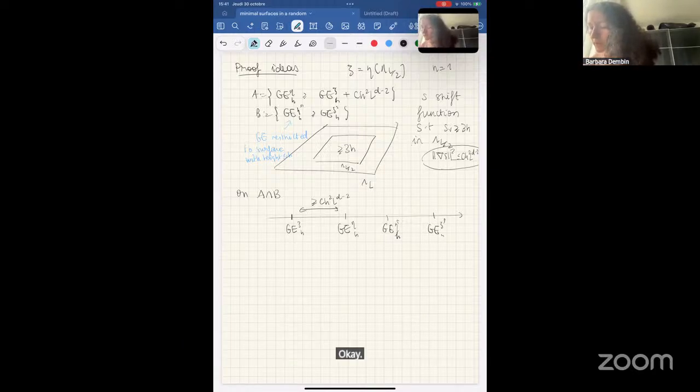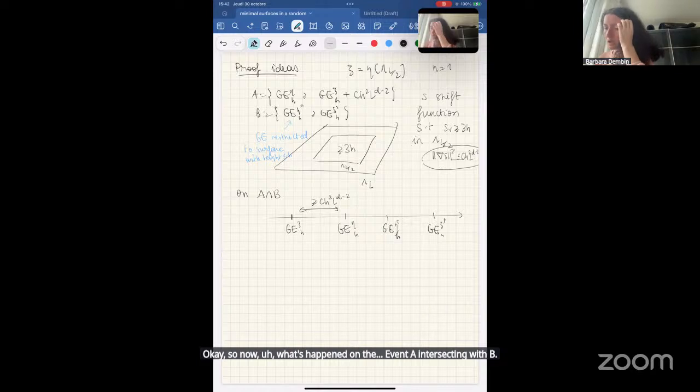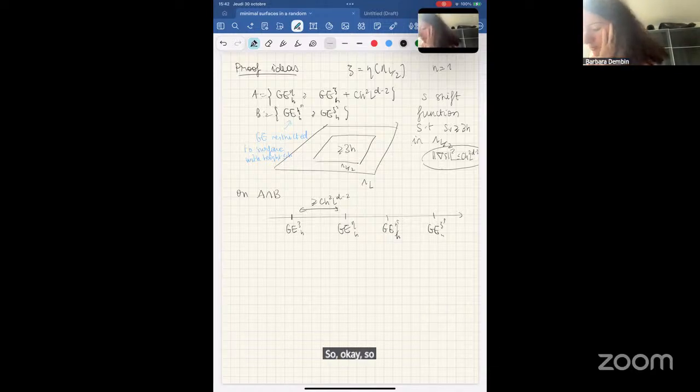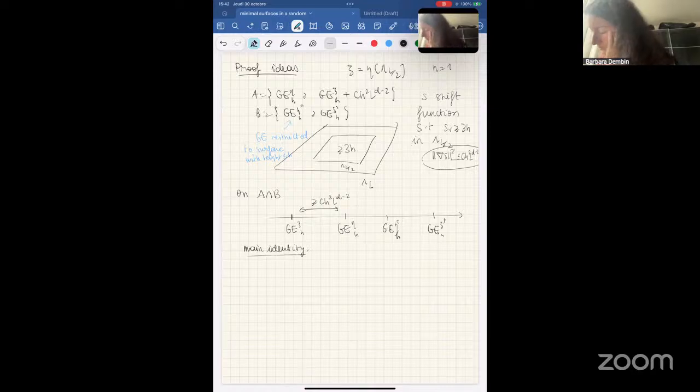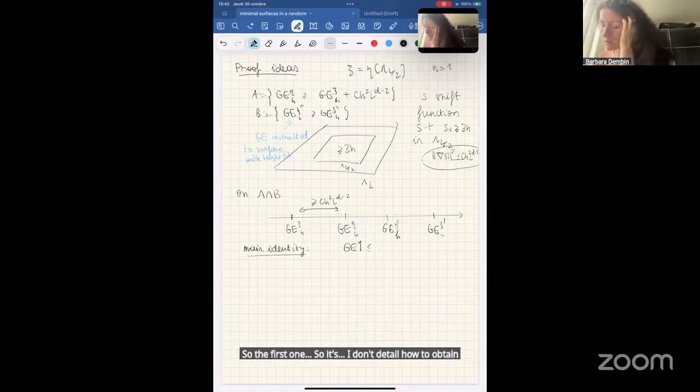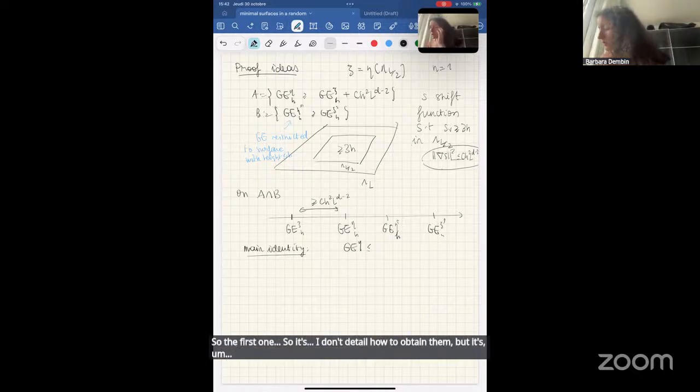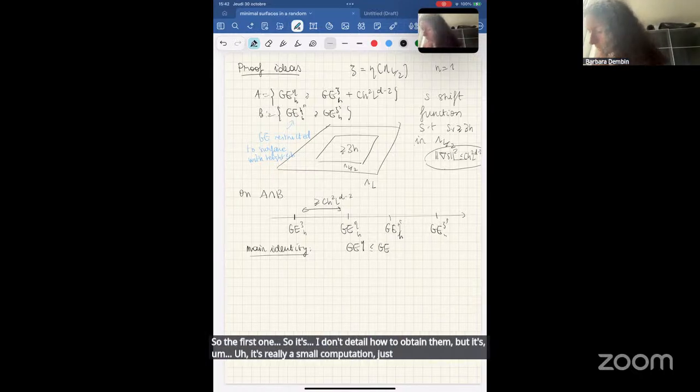Okay, so now what happens on the event A intersected with B? So, okay, why did I put my thing like that? So I have additional inequalities. So I have two inequalities that come from the main identity. So the first one, I don't detail how to obtain them, but it's really a small computation just using the main identity.